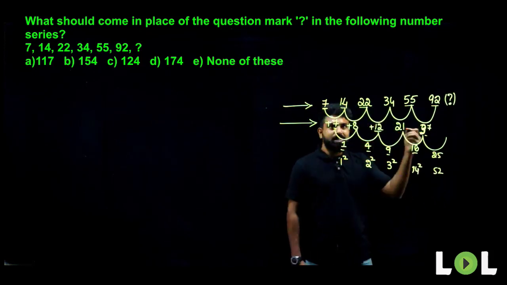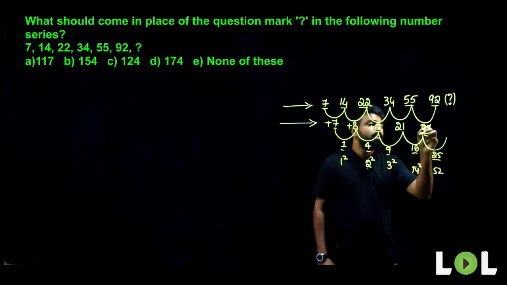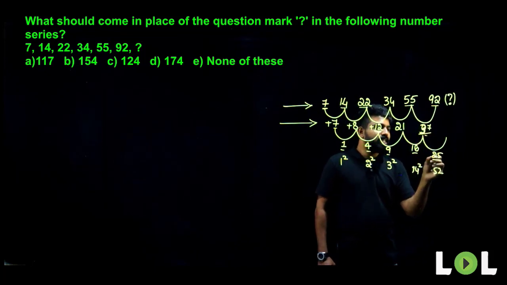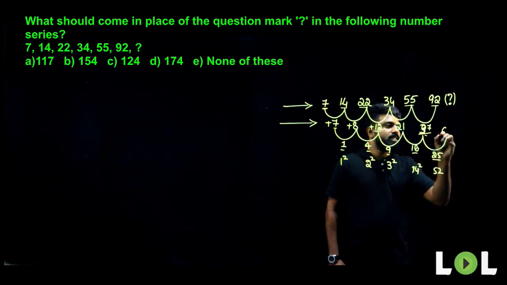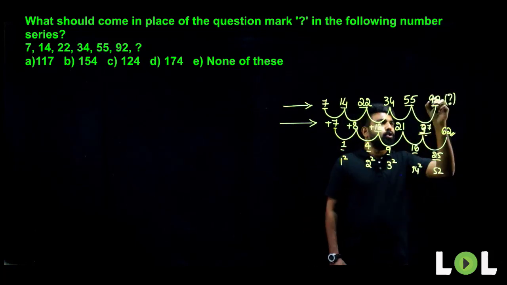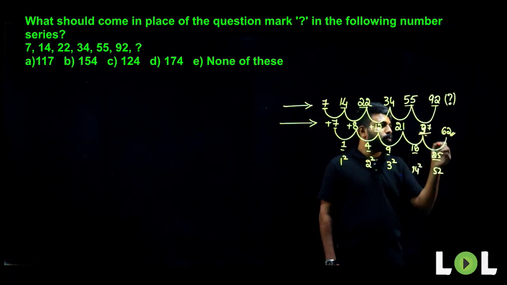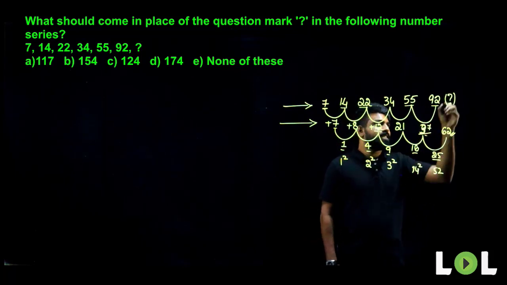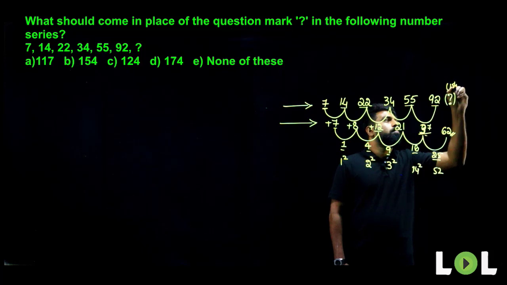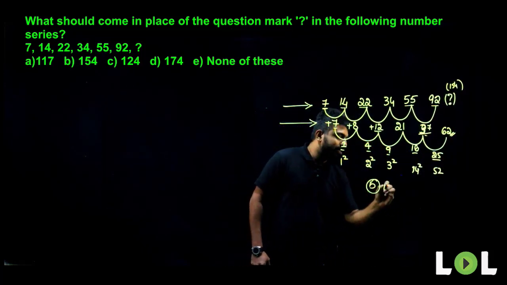So what is the missing term here? I need to add 37 and 25. What do I get? 37 plus 25 gives me 62. So I need to add 62 to 92 to get my missing term. 92 plus 62 gives me 154. Do I have that in our options? Yes, 154. Option B, 154 will be my final answer.